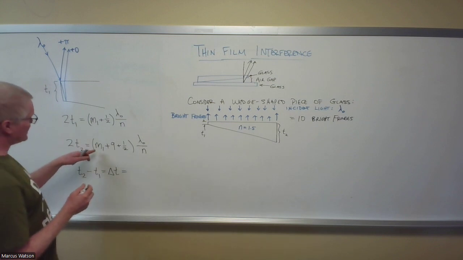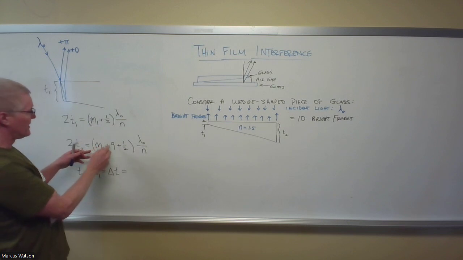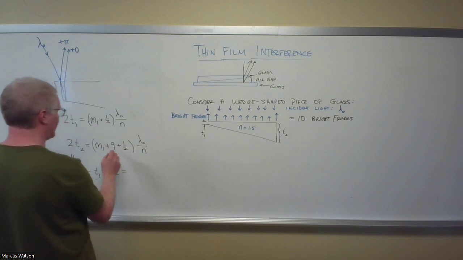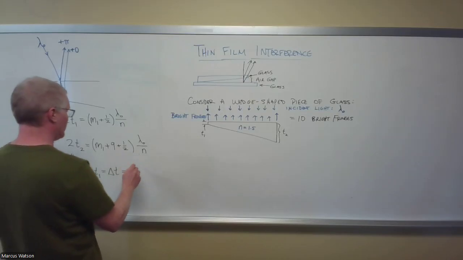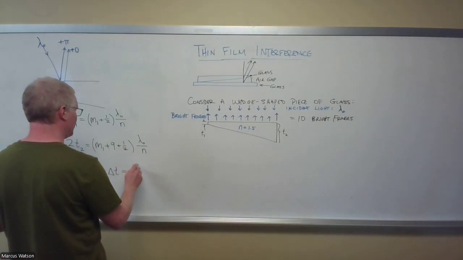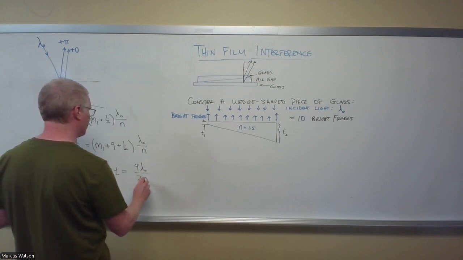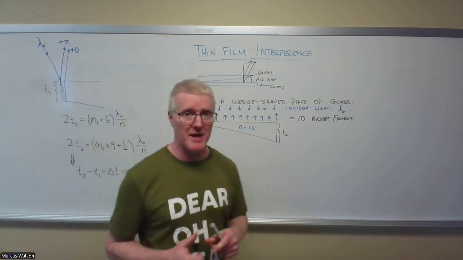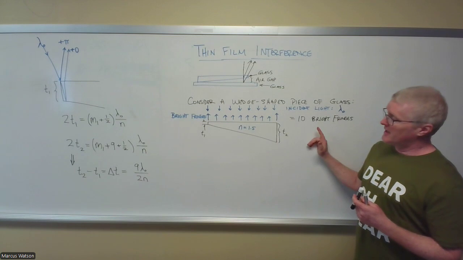If I subtract these two things, you're going to notice that the M1 is going to drop away. The half is also going to drop away. And I'm going to have to put the 2 underneath here. So I'm going to end up with 9 lambda naught divided by 2n, in this case in which I had 10 total bright fringes.